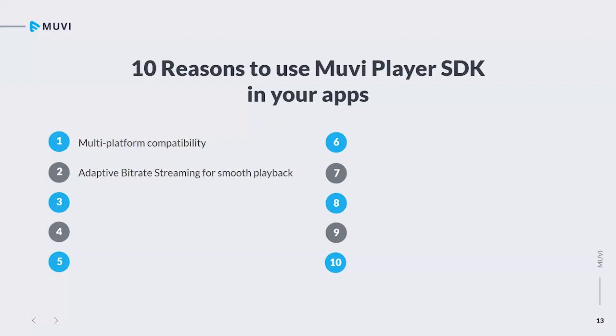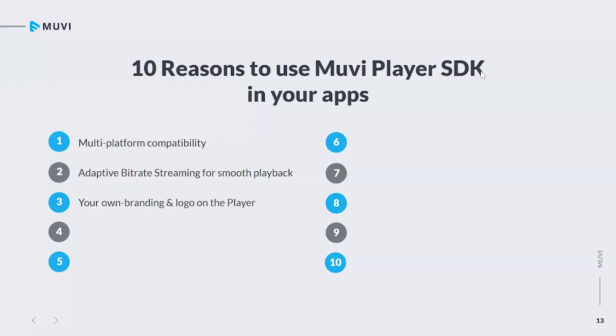The other thing is that we have adaptive bitrate streaming technology for smooth playback. The Muvi Player SDK will ensure that the playback of the content is optimized according to the internet connectivity of the end users. For people with a low internet connection, the player will automatically sense that and choose the resolution to play accordingly. That is what we call adaptive bitrate streaming, and the Muvi Player SDK supports that out of the box.